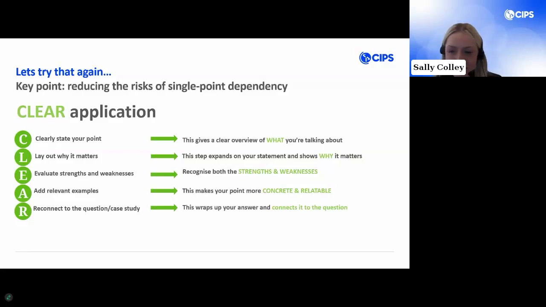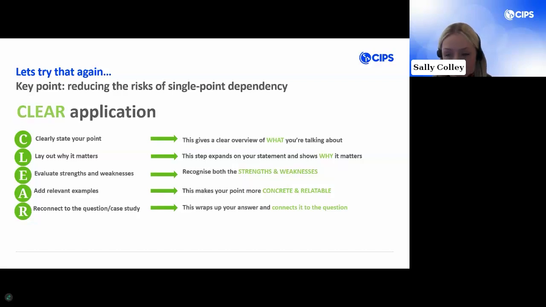An example of this is: distributed leadership reduces single point dependency by empowering multiple team members to take on leadership responsibilities. It ensures continuity and resilience within procurement teams during leadership absences or transitions. So it's giving a clear overview of what you're talking about.